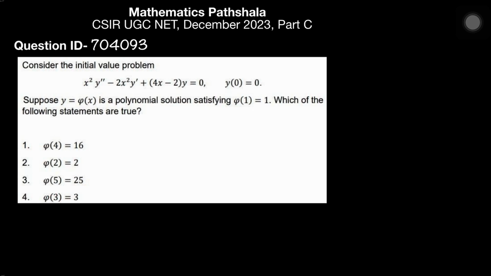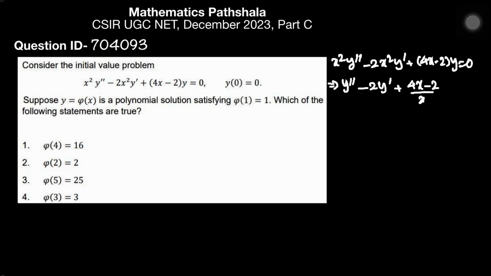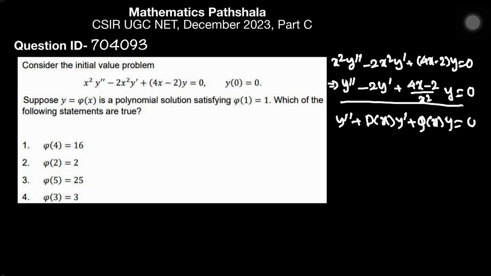Okay, so here given that x square y double dash minus 2x square into y dash plus 4x minus 2 into y equal to 0. So this can be written as y double dash minus 2y dash plus (4x minus 2) by x square into y equal to 0. Now we will compare this with y double dash plus p(x) into y dash plus q(x) into y equal to 0. We will get p(x) equal to minus 2 and q(x) equal to (4x minus 2) by x square.